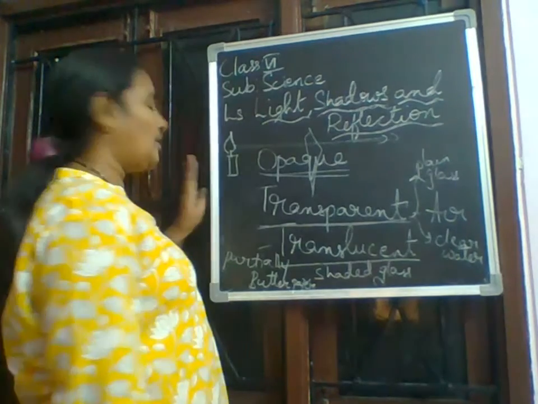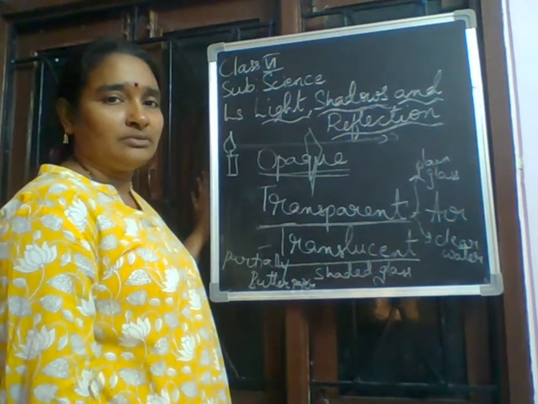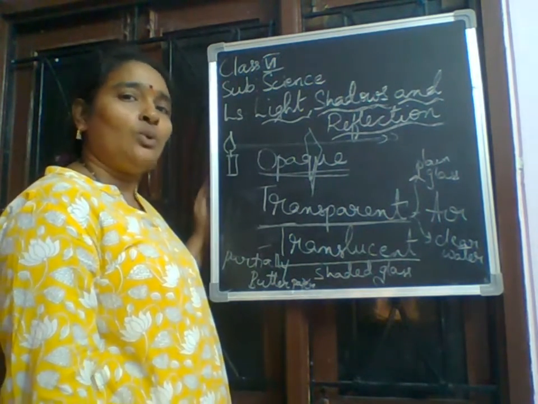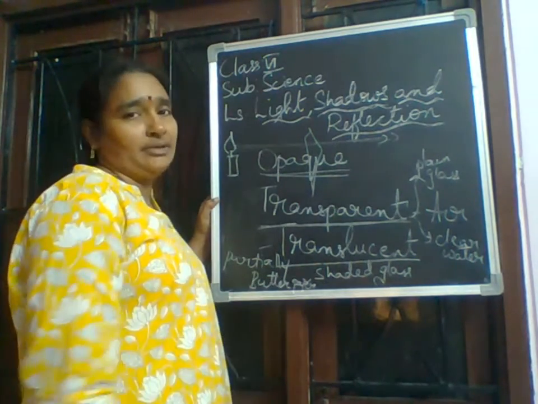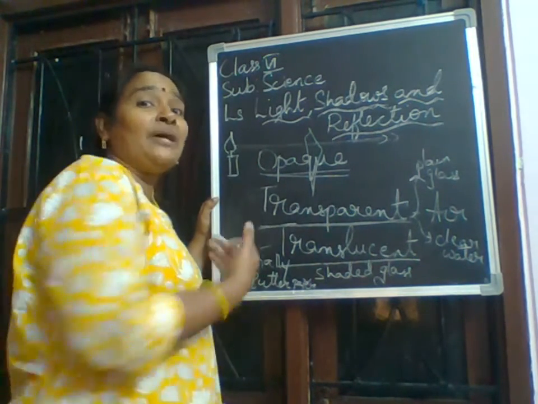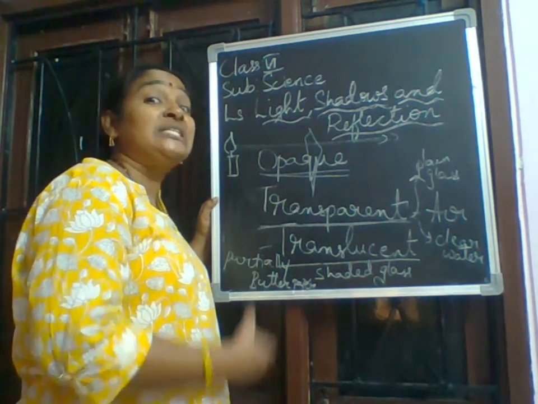Now I am standing near the window. This glass will allow light only partially. Why? Because it is shaded. I can see only some part of the light, not clearly. That is the meaning.